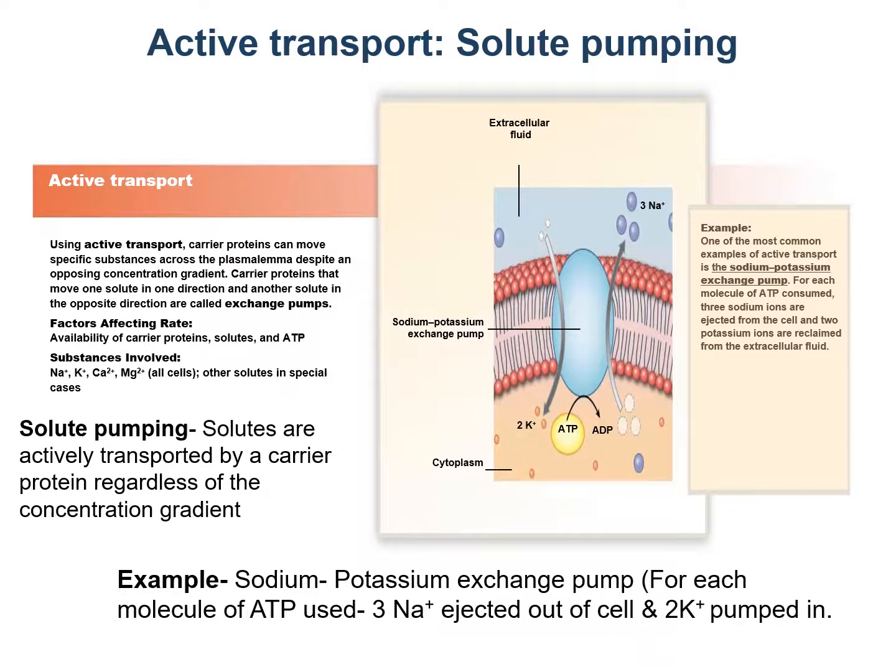A good example is the sodium-potassium exchange pump. Here, for one molecule of ATP that is broken down, 3 sodium ions are kicked out of the cell and 2 potassium ions are brought inside. So sodium is denoted by Na and potassium by K.